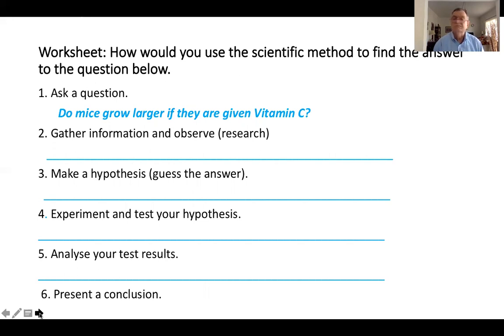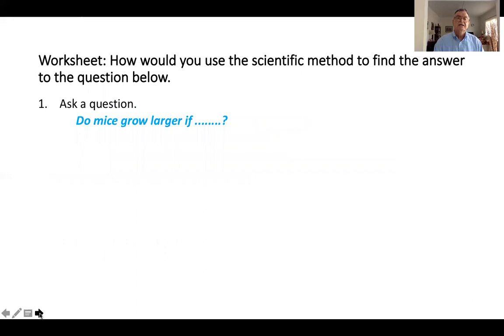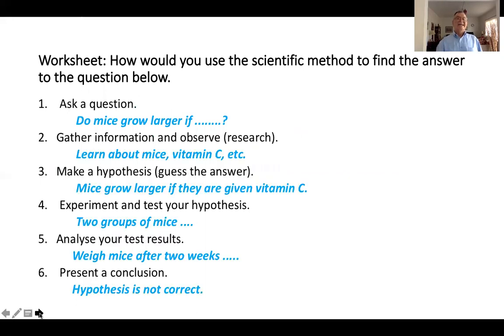So first of all, gather information and observe. What would they do? Make a hypothesis, guess the answer, experiment and test the hypothesis. So what kind of experiment would they set up? Analyze your test results, present a conclusion, and so on. So here's some of the answers that they might come up with. Again, discussing in small groups.